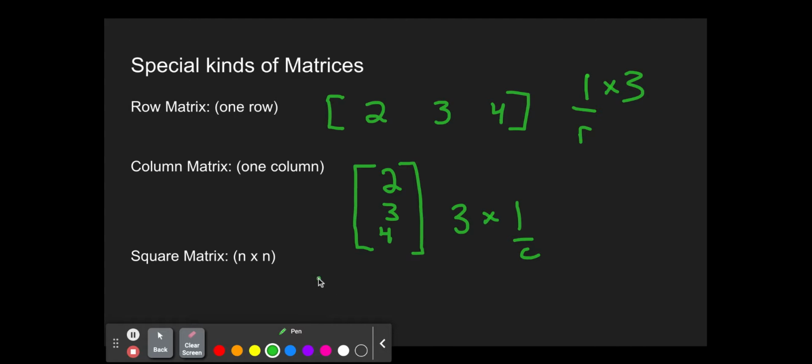And then a square matrix is anytime it's like the example we did on the first slide, the 4 by 4. This one's 3 by 3.